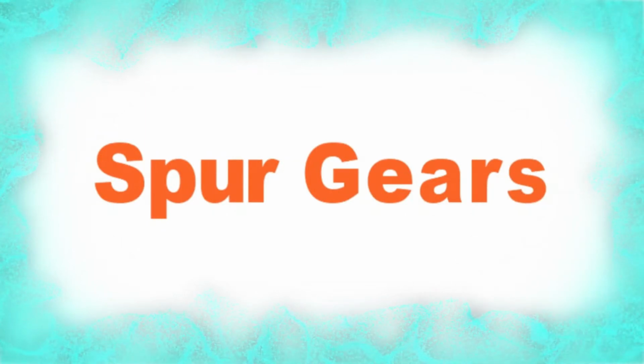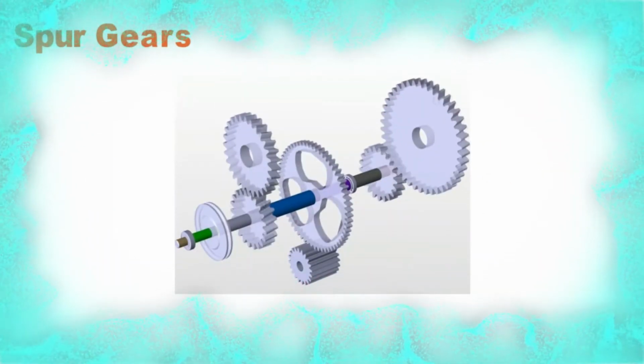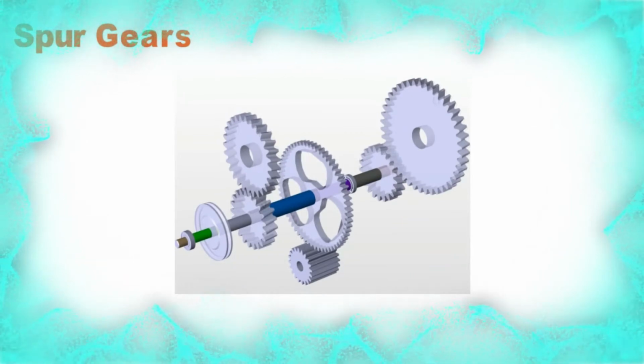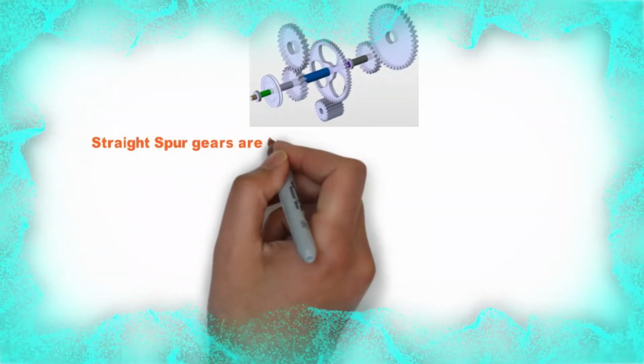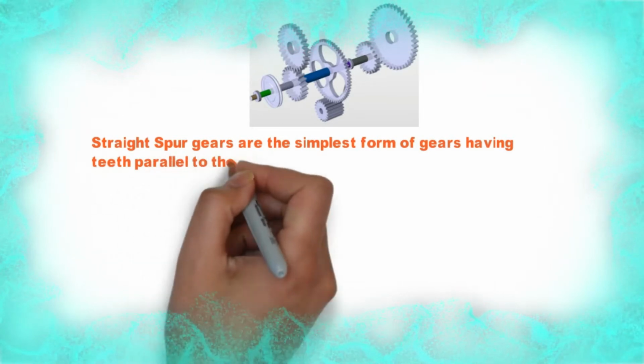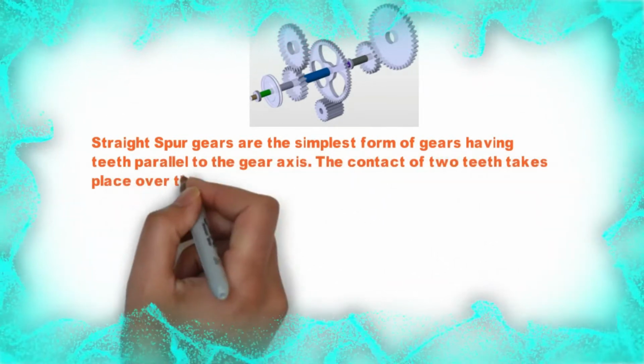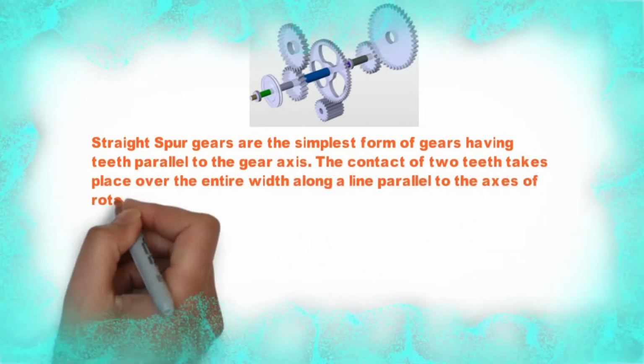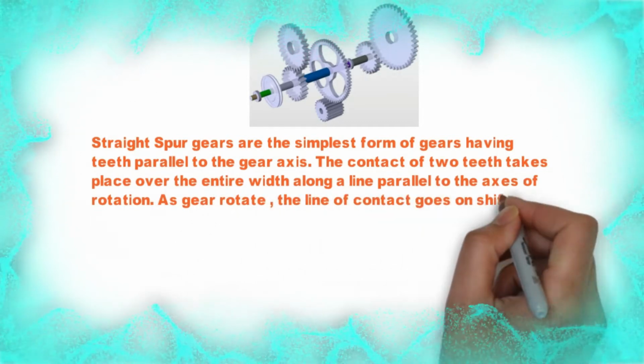Spur gears. Straight spur gears are the simplest form of gears having teeth parallel to the gear axis. The contact of two teeth takes place over the entire width along a line parallel to the axes of rotation. As gears rotate, the line of contact goes on shifting parallel to the shaft.